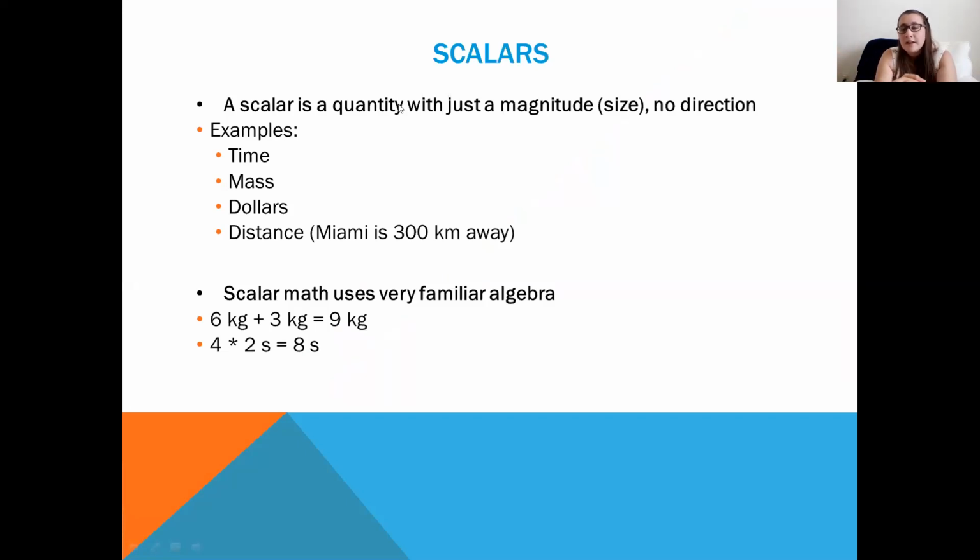Do you guys know of any other quantities that are scalar? So where the size is the only thing that matters and we don't associate it with a direction. If you have them in mind, type it in the chat. Let me see what you think.